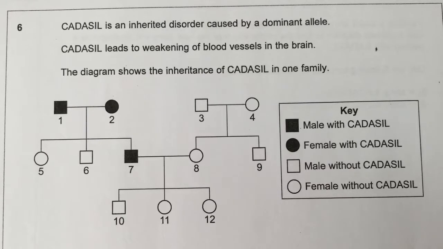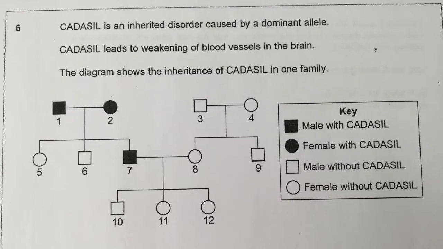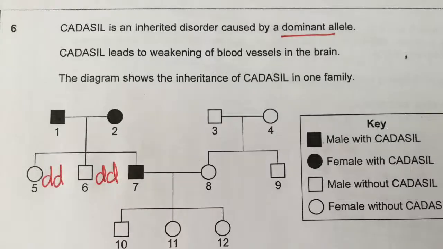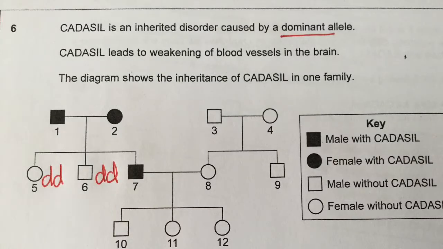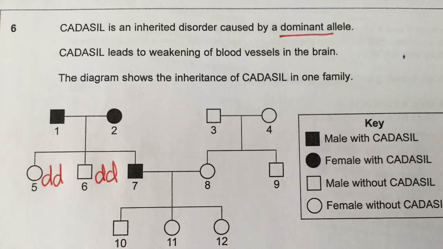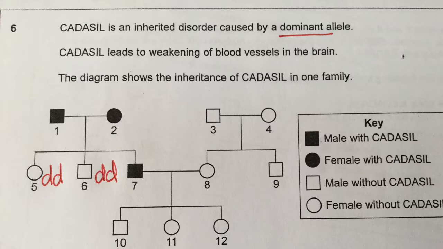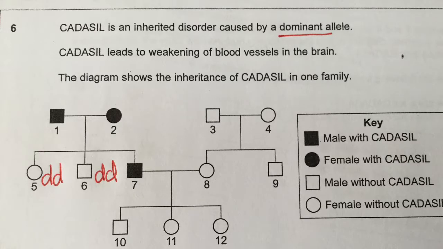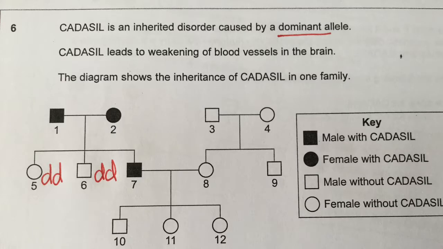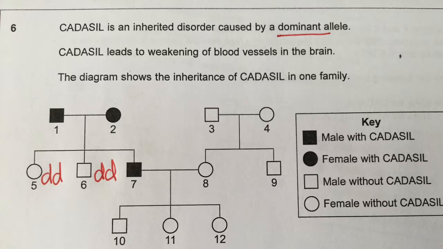And with the question comes a key which shows us the male and the female, and it shows us with or without CADASIL. So as I reread the question again, I can see that an important piece of information is that it is caused by a dominant allele. So I'm going to underline that. And we don't know whether adult 1 or 2 is heterozygous for the condition or homozygous. So we have to look to their offspring.